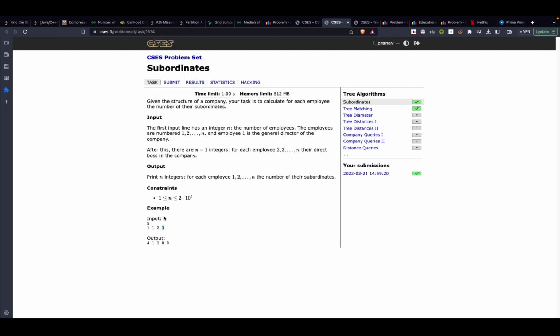Now what do we have to print? We have to tell, for a particular person, how many subordinates they have. The number of subordinates is something we have to print, but we have to print that for all of the people, right? So we'll say that person 1 has 4 subordinates, person 2 has 1 subordinate, person 3 has 1 subordinate, and then 4 and 5 have 0 subordinates. So let's try to draw this.